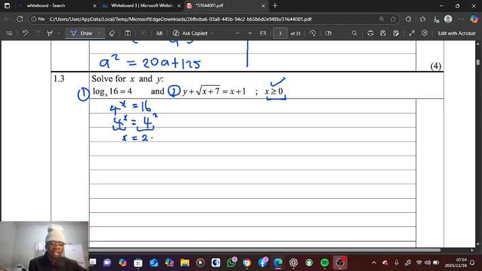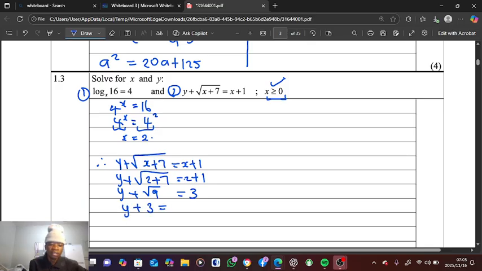Precisely correct. Therefore, when we're looking for y, I can say y plus root of x plus 7 is equal to x plus 1. Therefore, we can change our x here by substituting our x value, which is 2. We can say y plus root of 2 plus 7 is equal to 2 plus 1. This side will have positive 3, then y plus root 9. So we know that root 9 is the same as what? That's 3 is equal to 3.